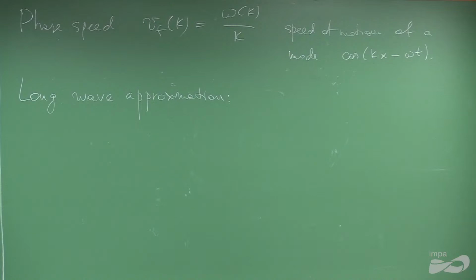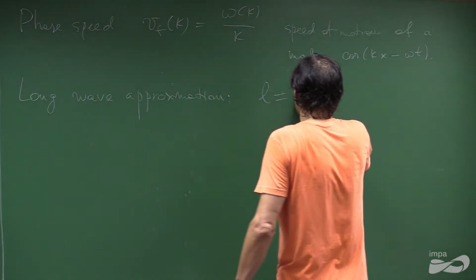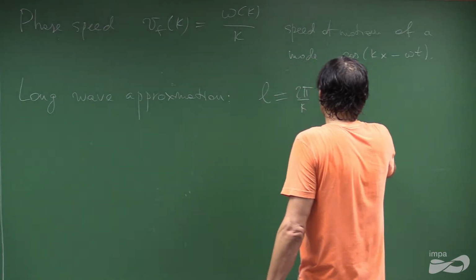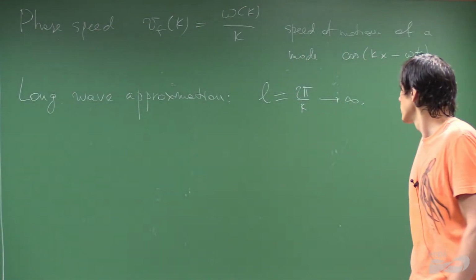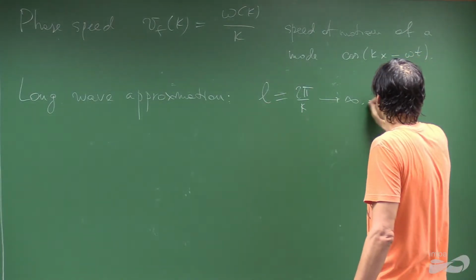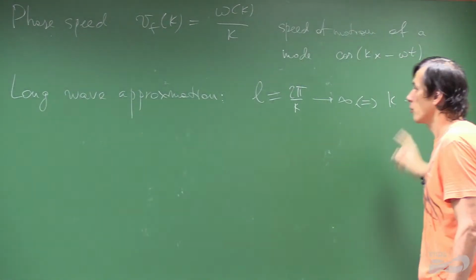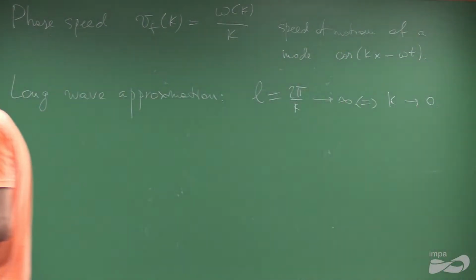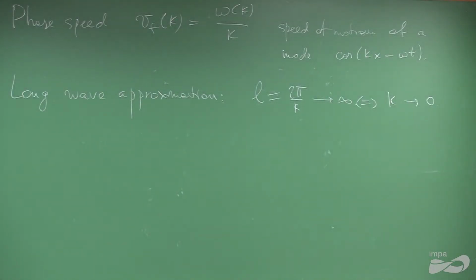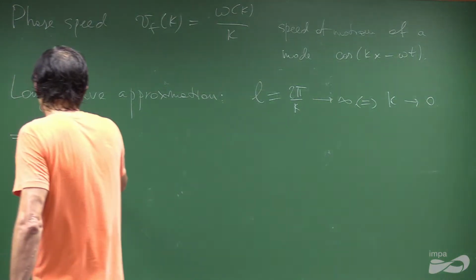Okay, so long wave approximation means the wave is long, right? So L is large. Mathematically, you take wavelengths and think that they are very, very large. Wavelength very large means wave number very small, right? So when the wave number is very small, in that case, you should get the wave equation.